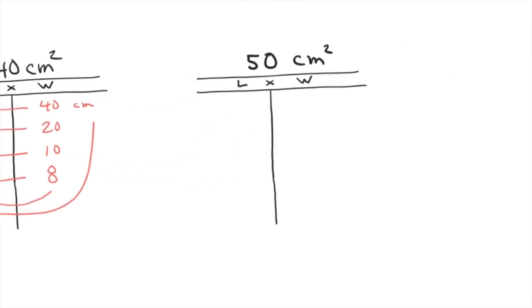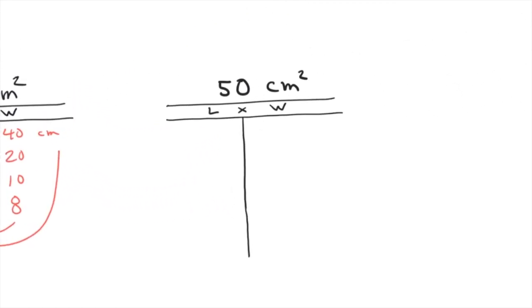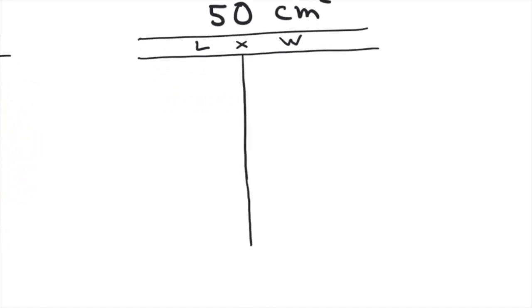Let's look at one more together. I know there's a rectangle out there that has an area of 50 centimeters squared. Again, let's start with our smallest factor. 1 goes into 50 50 times. 1 times 50 is 50. 2 times 25 is 50. Does 3 go into 50? I know it doesn't. What about 4? Can 4 go into 50? No. What about 5? 5 goes into 50 10 times.